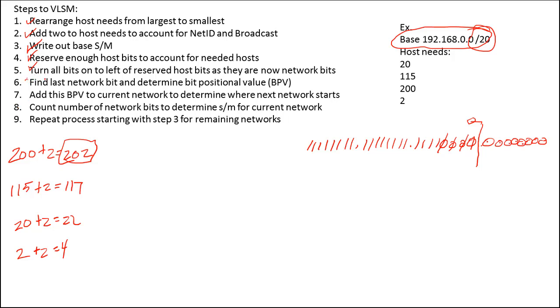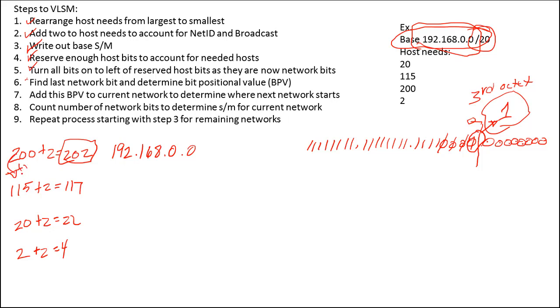We've turned all the bits on to the left as they are now network bits. Now we need to find the last network bit and determine its bit positional value. Here's the last network bit. Its bit positional value in this case, since it is the last bit in that octet, is a 1. And it's on the 3rd octet. Okay, so on our first network, we write out our base network that we started with, and that's 192.168.0.0. Now that we have the bit positional value of a 1 and we know it's on the 3rd octet, we add a 1 here to the 3rd octet to get to our next network.